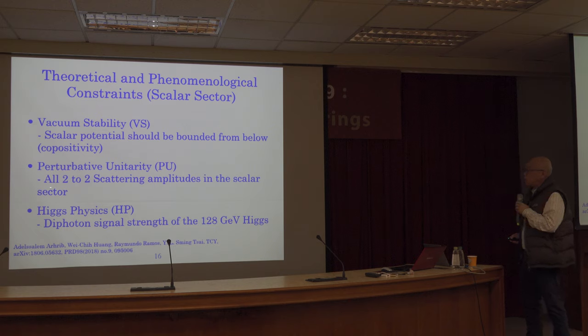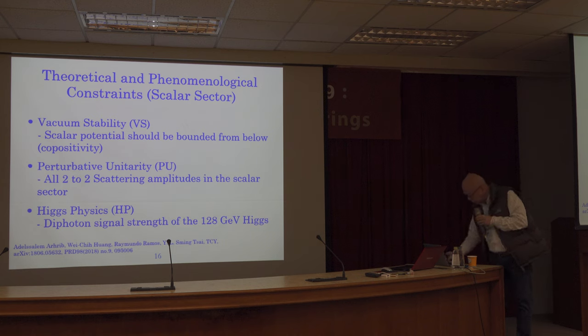And also, thirdly, all the 2 to 2 scattering amplitudes in the scalar sector, this is a tree-level scattering amplitude in the scalar sector. We call it the perturbative unitarity. We have to impose it, so-called PU. And finally, we have to consider Higgs physics at the LHC, in particular the diphoton signal strength of the 125 GeV Higgs.